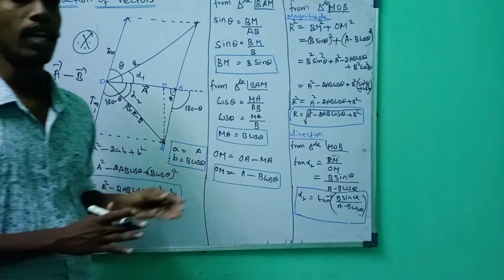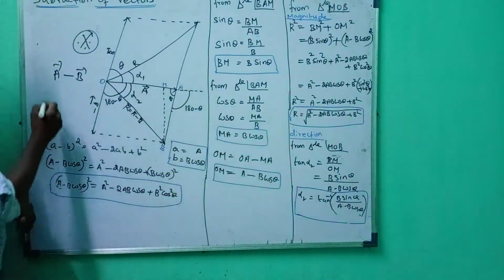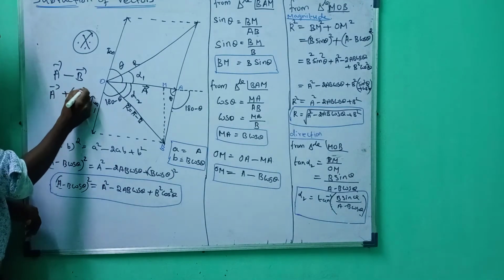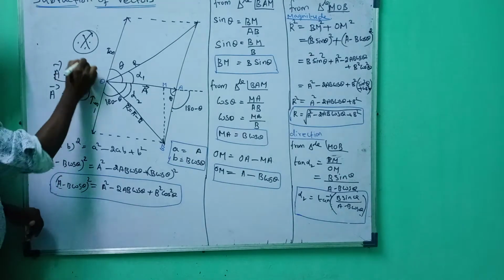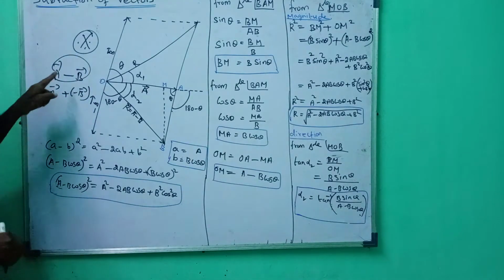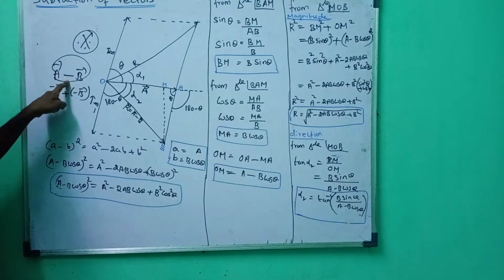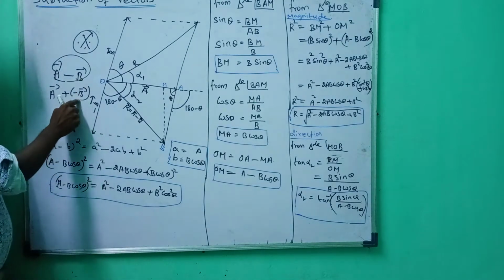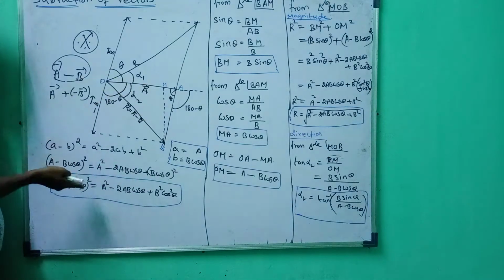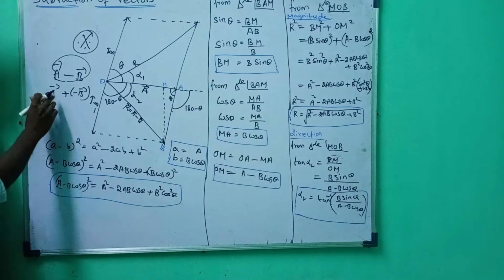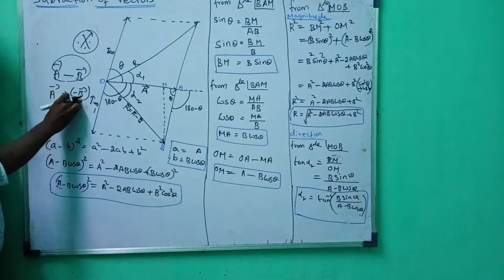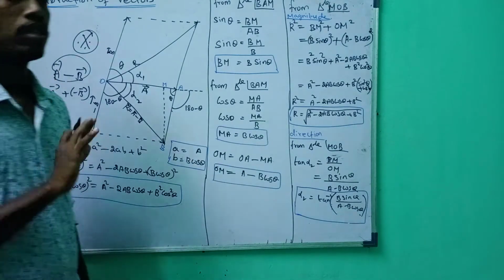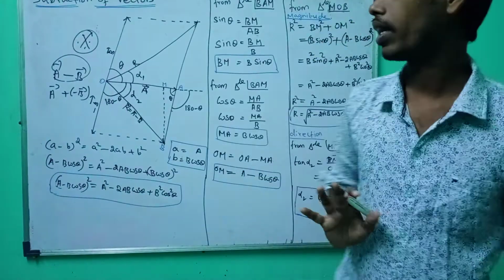Subtraction means once again addition, but I am telling you, a vector plus minus b vector will be equal to a vector minus b vector. What I am telling here is that subtraction also means addition, but with the opposite of this vector. Here also I am going to add, it's not subtract: a vector plus minus b vector equals a vector minus b vector. So this is the subtraction of vectors.